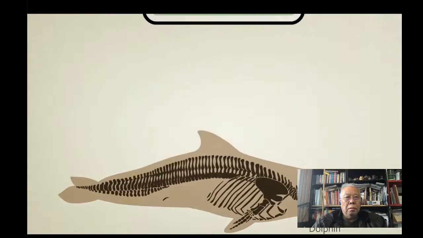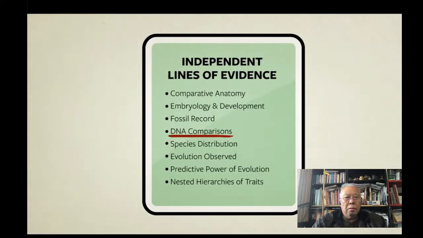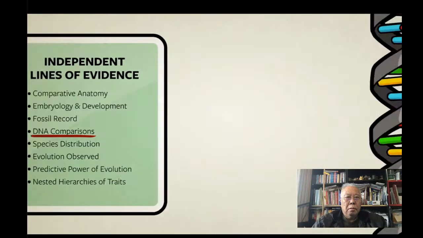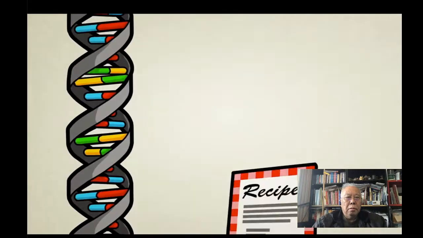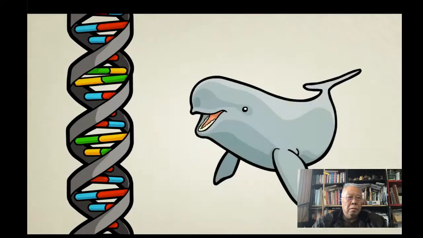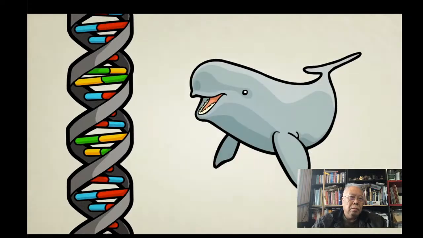Now let's look at a fourth line of evidence, DNA. DNA molecules contain chemical codes which act like recipes for living things. Without ever looking at bones, embryos, or anatomy, researchers can compare the DNA code of different living creatures to find out who is most closely related to who.